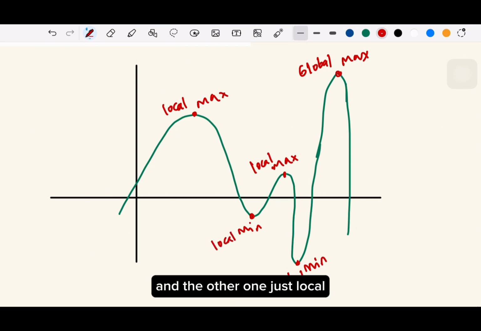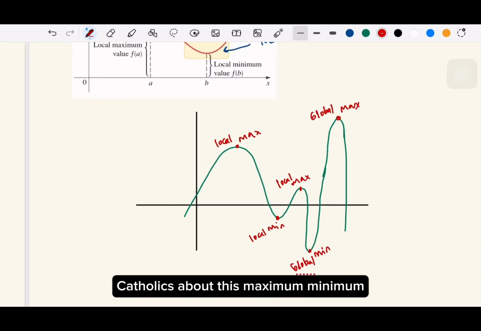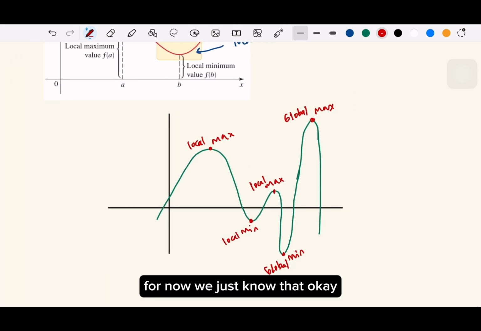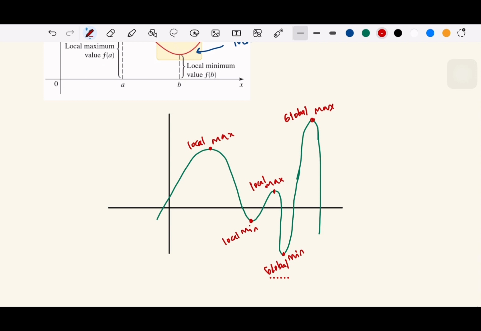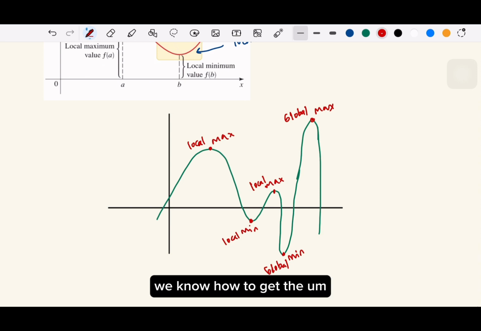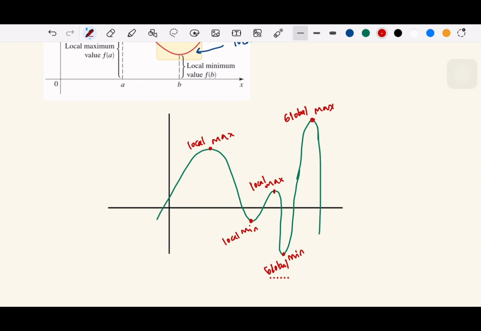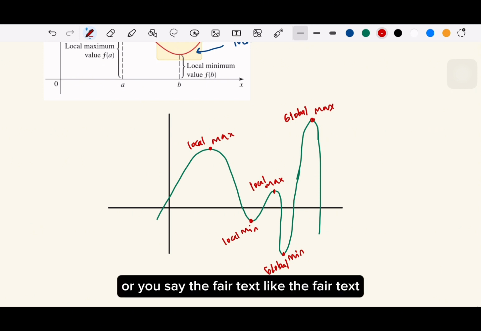And the other one is just local minimum. You will learn this in detail in chapter 4 calculus, about this maximum and minimum. For now, we just know that we have the local maximum value and local minimum value, and every time we see the graph, we can pinpoint the coordinates. Or if we have the quadratic formula, we know how to get the local maximum or minimum, or you say the vertex.